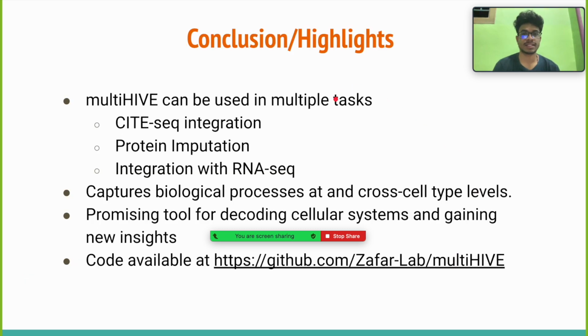And here is the highlight. multiHIVE can do multiple tasks like CITE-seq integration, protein imputation, and integration with RNA-seq. It is able to capture at and across cell type levels, and it's a promising tool for decoding cellular systems and gaining insights. The code is available at this particular link.